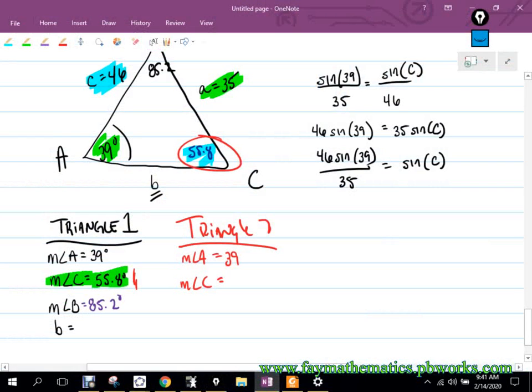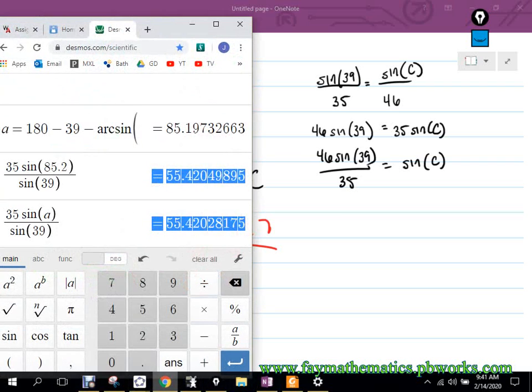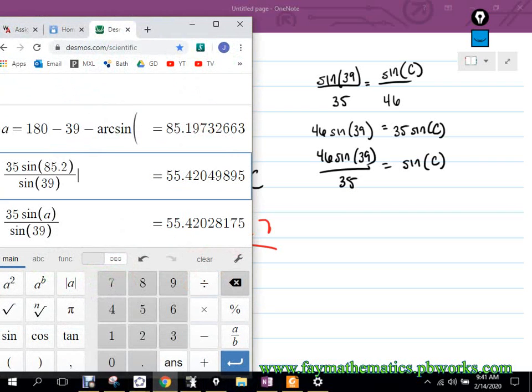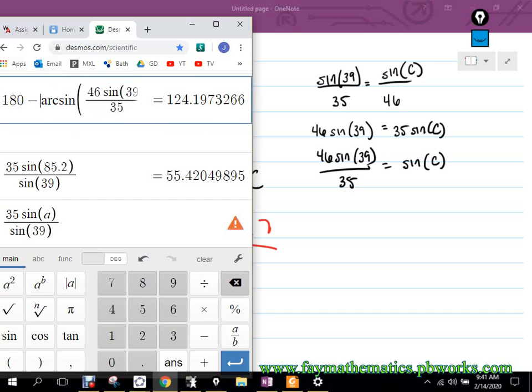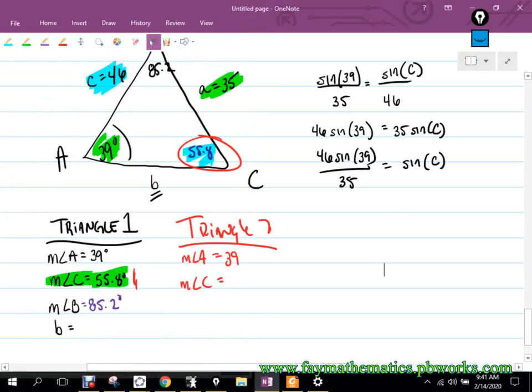So I'm going to take 55.8 and subtract that from 180. So that number right there was 55.8. So I'll go 180 minus that, so I get 124.197, right? 124.197.